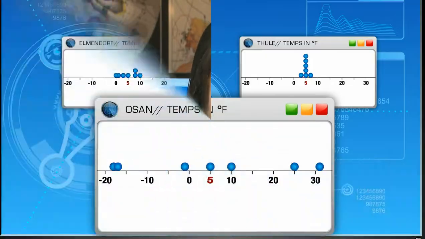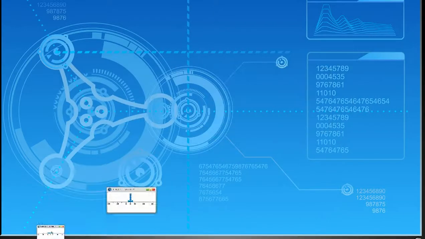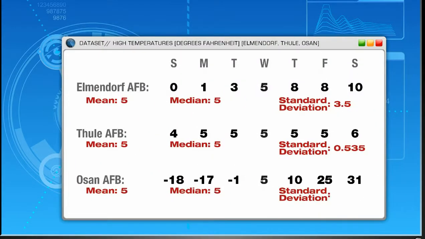What about the standard deviation for Osan? Since it has the data that varies the most, it should have the largest standard deviation. Calculating, we get about 17.5 for the standard deviation.